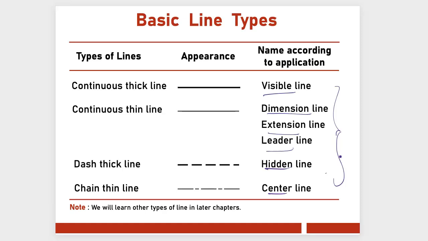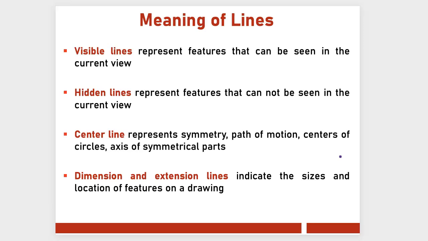You need to understand how it works for you to read an engineering drawing. So visible lines represent features that can be seen in the current view. Hidden lines are features that cannot be seen in current view. Center lines are representing symmetry, path of motion, center of circle, axis of symmetrical parts. And then dimension indicates size and location.